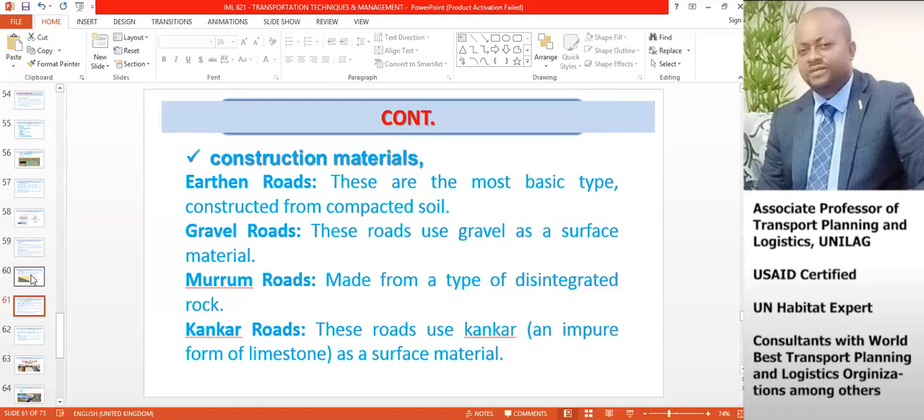the Murom road, that one is where you have some roads. It is still close to some rural areas where you have broken rocks along the surface of the soil. Yeah. Then we also have this canker road. So they are also surface material, but they are an impure form of limestone. Most times we have it outside Nigeria.